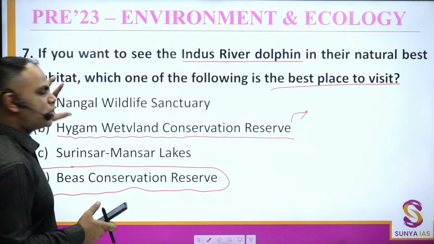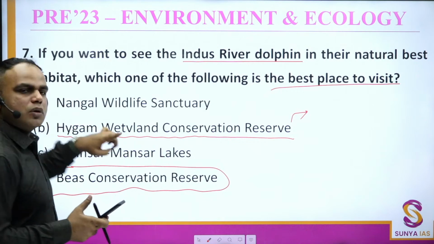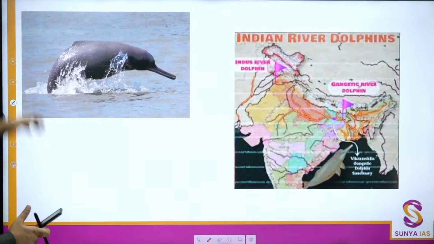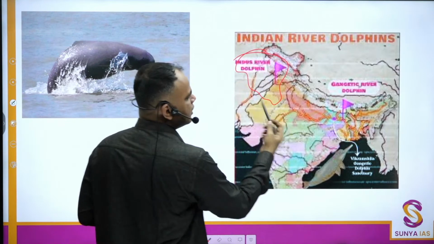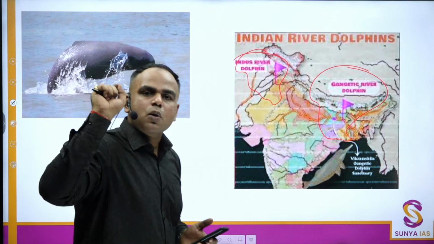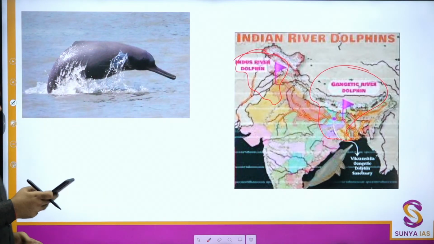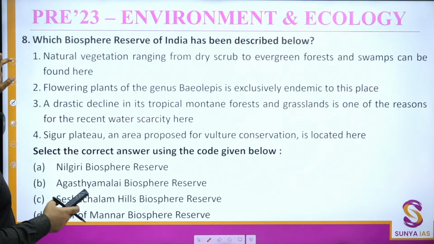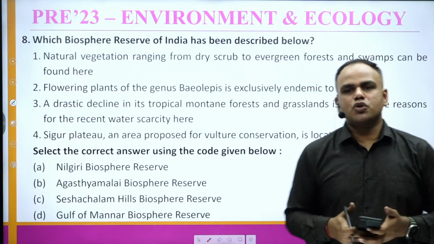So please make sure you know the basic important things also. Not just should you know the correct answer, but you should also know the other options associated. This is the Indus River dolphin, and you can also understand the distribution of the Indus River dolphin. And then you have the Gangetic River dolphin. Can you tell me what is the national aquatic animal of India? Till the time you answer this, let's go to the next question now.